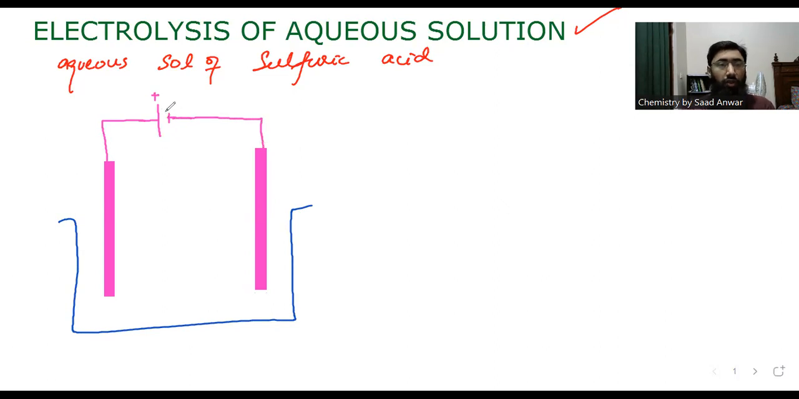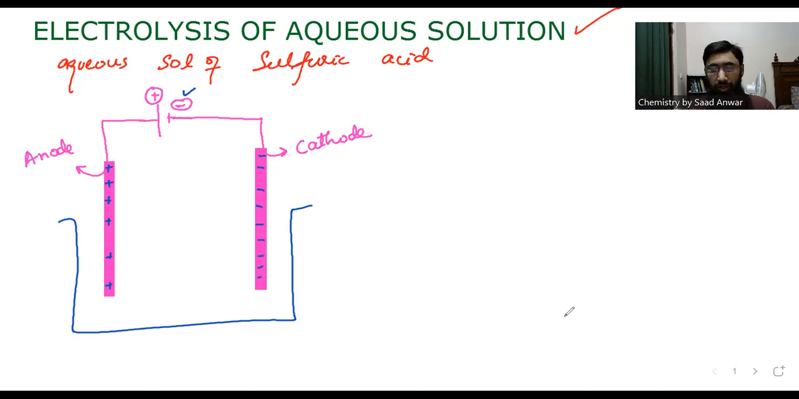The electrode which is connected to the negative terminal of the battery, we call that electrode the cathode. And the other electrode which is connected to the positive terminal of the battery, we call that electrode the anode. As you see, the anode is connected to the positive terminal of the battery, so the anode carries positive charge. And the cathode is connected to the negative terminal of the battery, so the cathode carries negative charge.